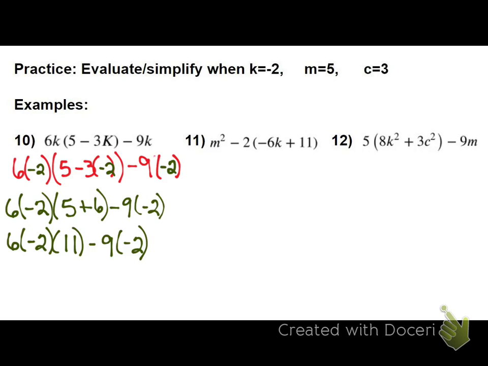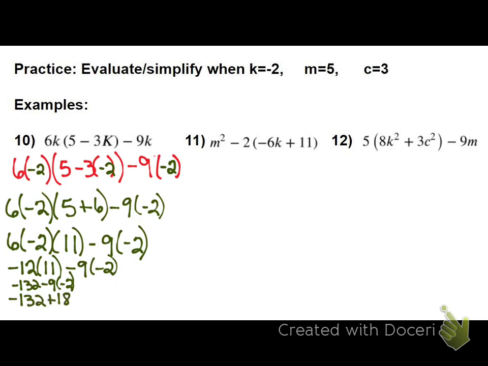So what do I solve next? What are my next operations that I'm going to perform? 6 and -2. Which equals? -12. So I'm going to bring down -12 times 11 minus 9 times -2. Okay? What's my next operation? -12 and 11. Perfect, which is? -132. Minus 9 times -2. Okay. Now what? 9 times -2. Which equals? Positive 18.